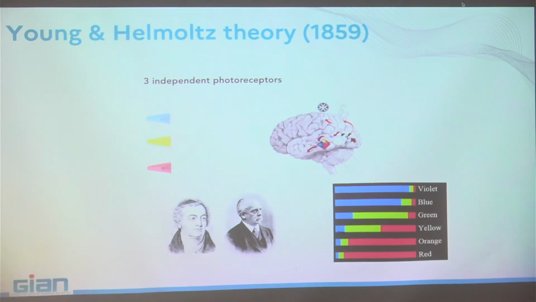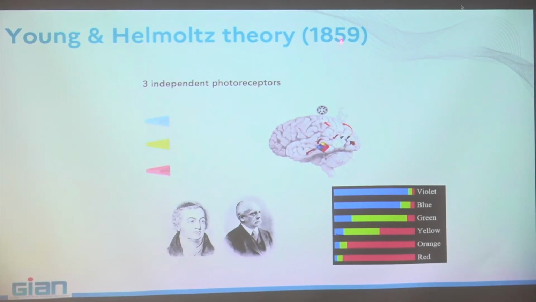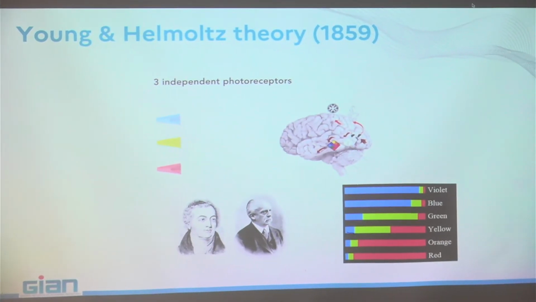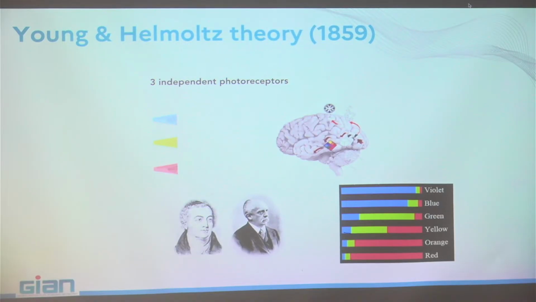People have been trying since the 19th century to understand how color vision works. The first theory for color vision was established by two physicists, Young and Helmholtz. They are very well known for different other effects. Young and Helmholtz supposed that there are three independent photoreceptors, blue, green, and red. They made the right guess, but at that moment they didn't have any anatomic results. They didn't know exactly what is inside the eye.